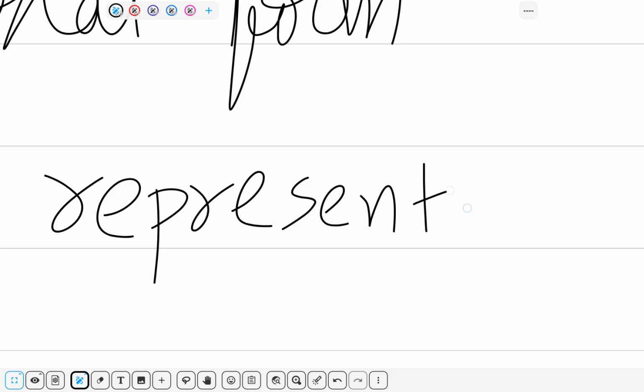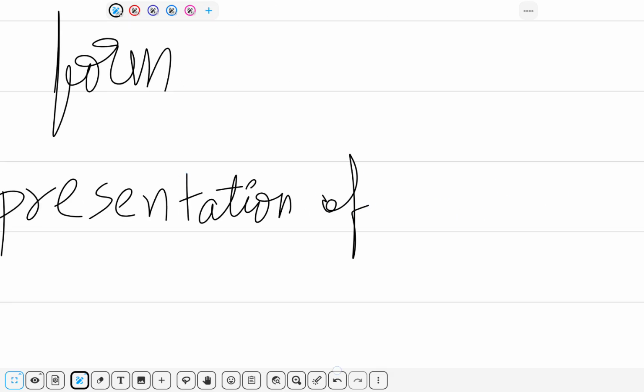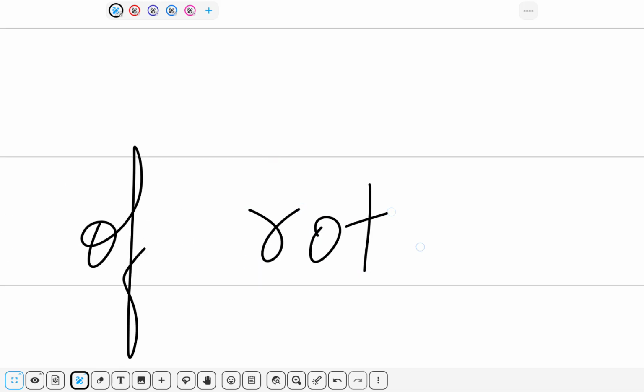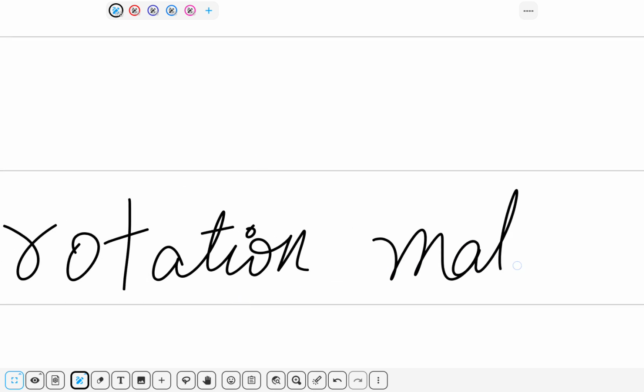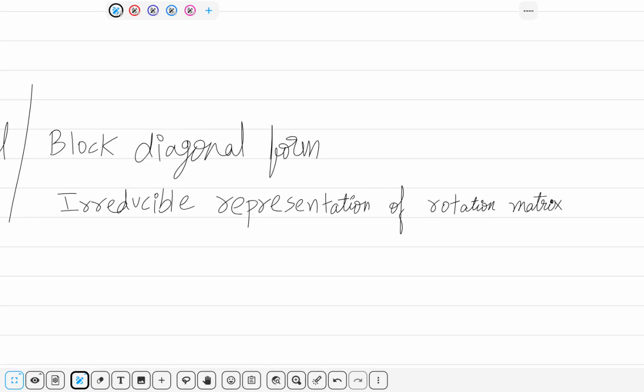Representation of rotation matrix. Rotation matrix. So now let us see what all we can do.